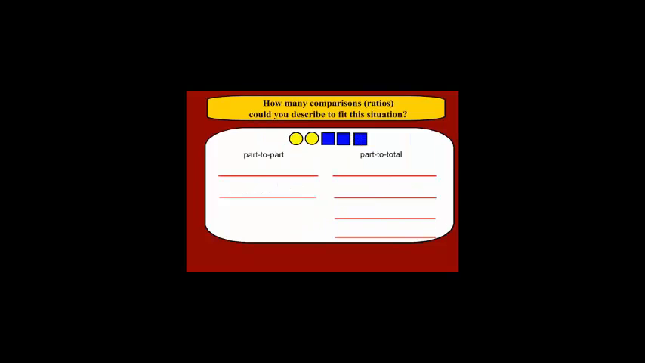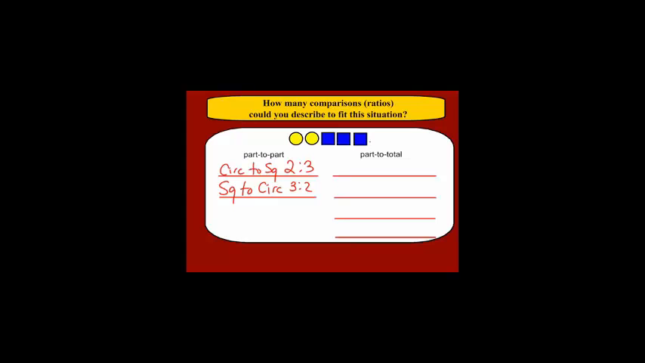So let's practice writing some part-to-part and part-to-total ratios. Now here's this example that we just looked at a moment ago of the 2 circles to 3 squares. You can write 2 part-to-part ratios based on this picture. We could compare circles to squares. So there are 2 circles and 3 squares. Or we could reverse that. We could compare the squares to circles. Now those are both part-to-part because we're comparing circles to squares, one part to another part, or squares to circles, one part to another part.